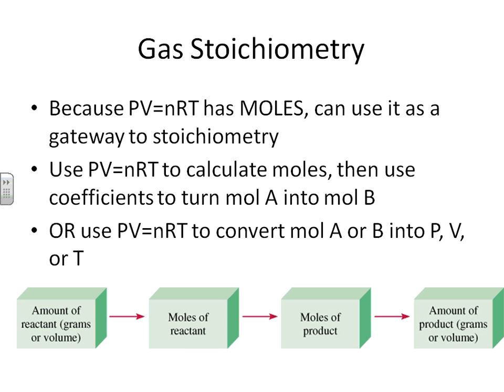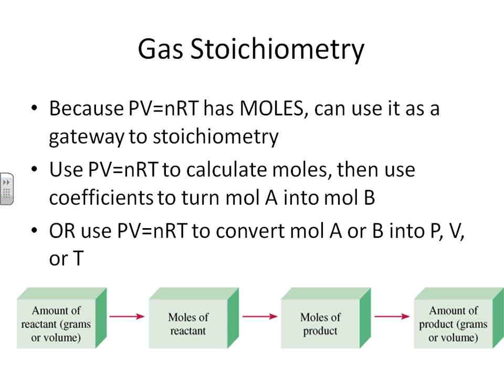First step, PV equals nRT, calculate n. Second step, now that you have moles, use those coefficients to turn moles of one thing into moles of something else. This is how PV equals nRT relates to stoichiometry. Basically, anything in chemistry that allows you to calculate moles is a gateway to stoichiometry, because PV equals nRT has that n in it. Use pressure, volume, and temperature to calculate moles of a gas. Use moles of a gas to figure out moles of anything else in a balanced equation, and then you can answer the problem.